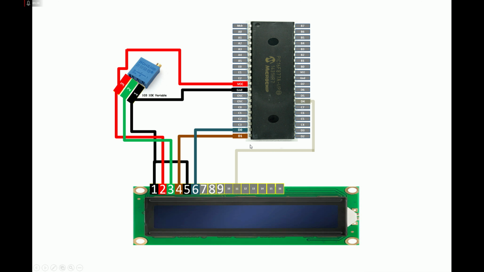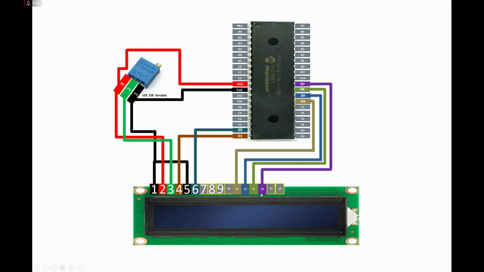I will connect it to port D, pin 4 of the PIC. For data pin 5, that is pin 12 of the LCD, I connect it to port D, pin 5. For pin number 13 of the LCD, I connect to port D, pin 6. Pin number 14, which is the data pin 7 of the LCD, I connected to port D, pin 7 like this. In this way, all the pins are connected regarding the data.